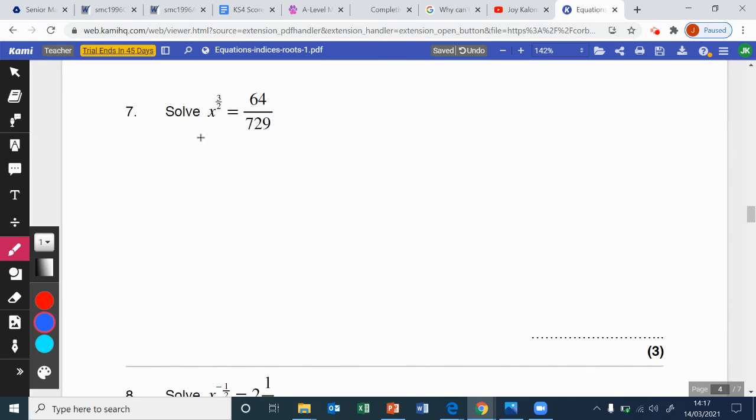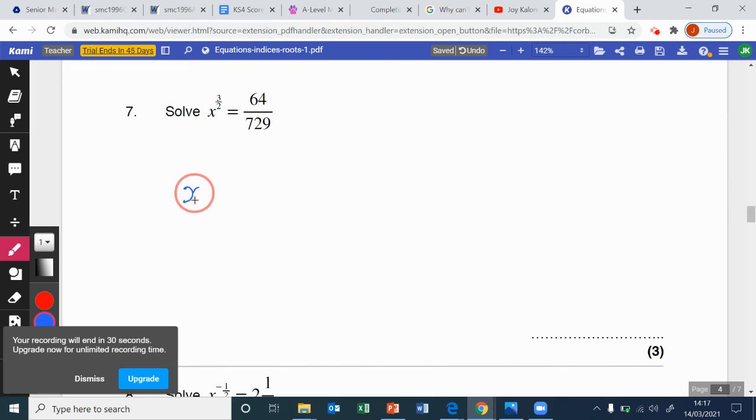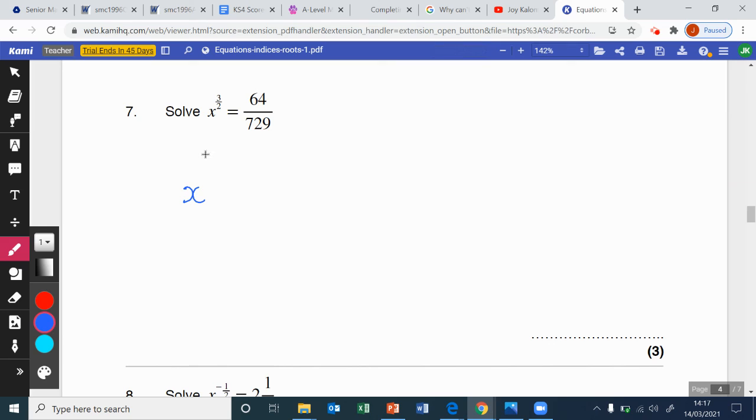Okay, next one, x to the power of 3 over 2 equals 64 over 729. So a similar example to what was above. We're going to raise both sides to the power of 2/3. So that equals 64 over 729 to the power of 2/3.